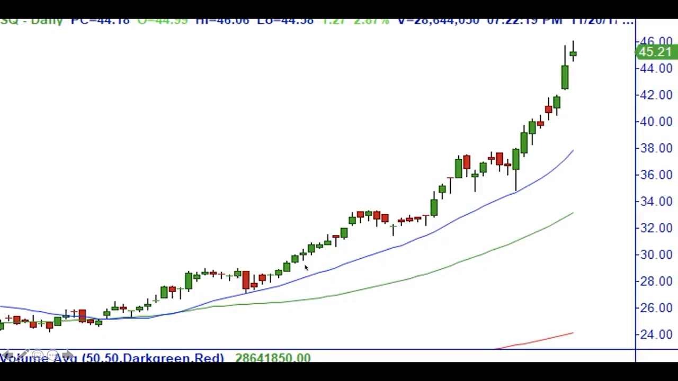Another example, you could see how well it's respecting the 20, and then you can see the 20 is getting steeper, steeper, and steeper. And from right here, this is no longer sustainable. This is where we're going to be looking for a short, especially with the extension that we have.